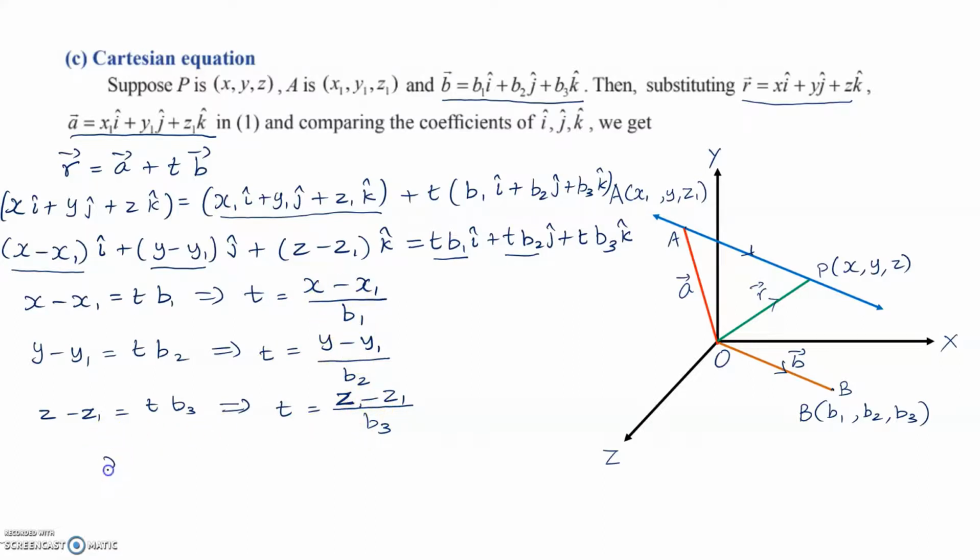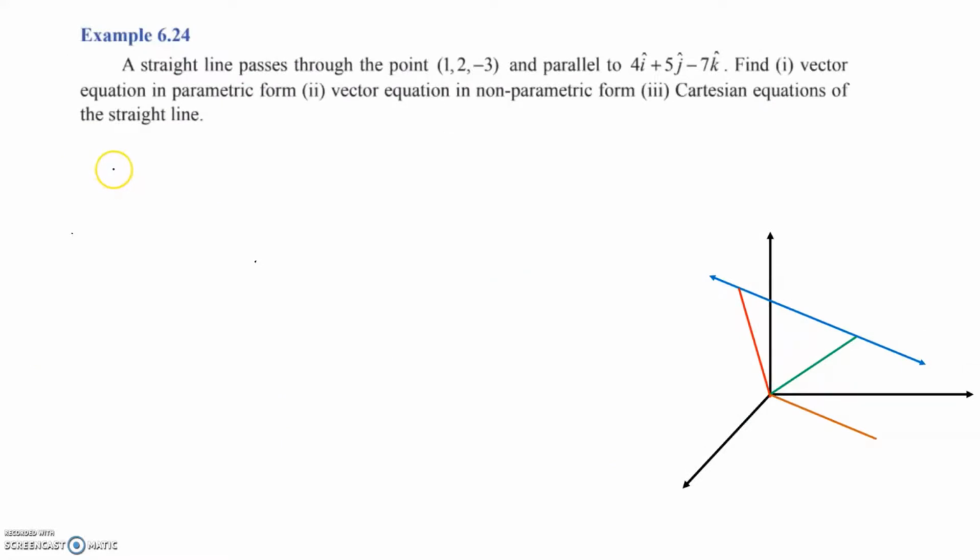So let's equate these three terms. We can define (x minus x1) by b1 equal to (y minus y1) divided by b2 is equal to (z minus z1) by b3. This is called the Cartesian form of representing the equation. So we have seen all the three methods of writing a vector equation given a point and a parallel vector. Let's try and solve a problem.